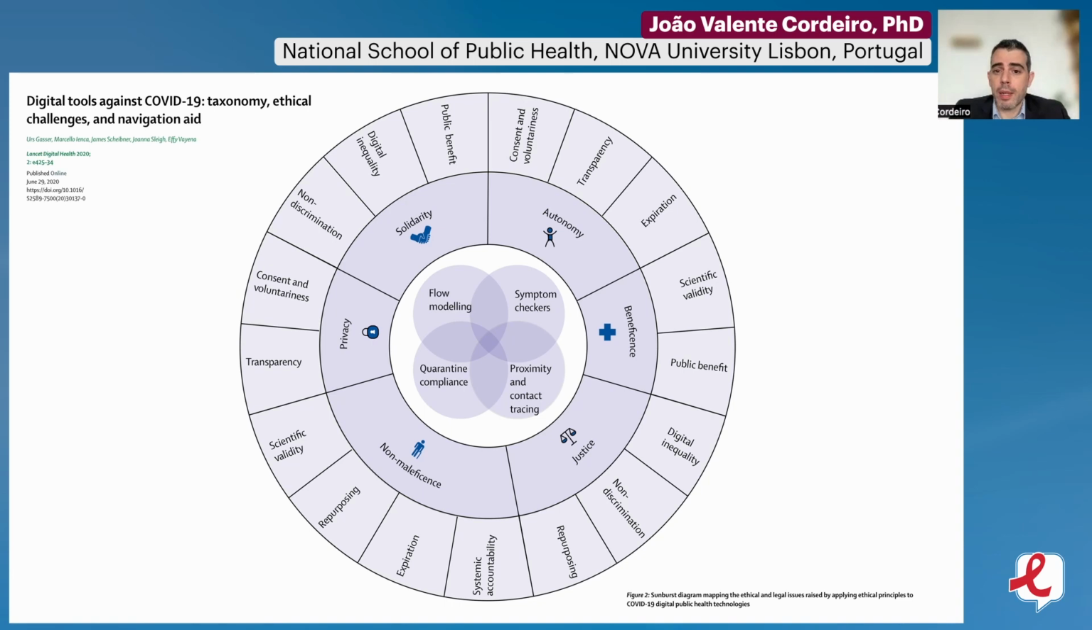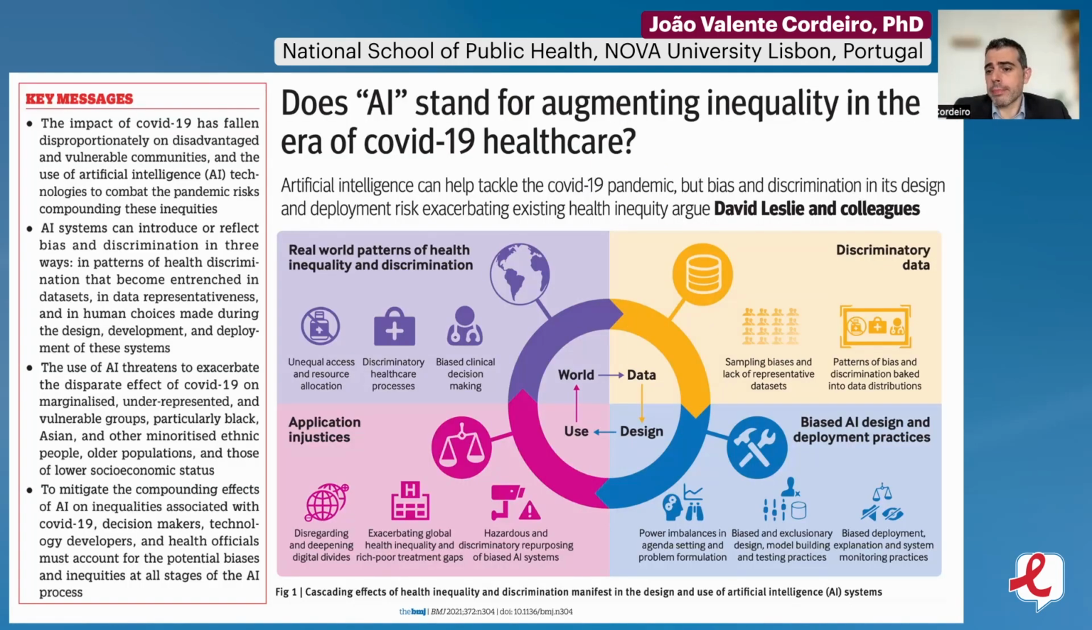So there were some very specific issues that were discussed, for example, related to the use of mobile apps for contact tracing, or the use of AI to select the data that is useful, clean it, analyze it, extract knowledge from it, design the proper algorithmic systems, and avoid real-world patterns of inequality and discrimination.